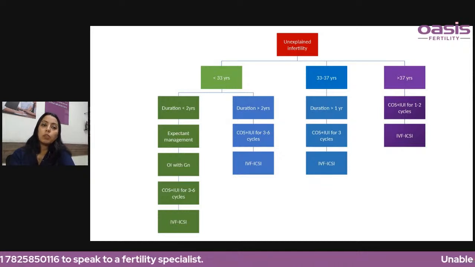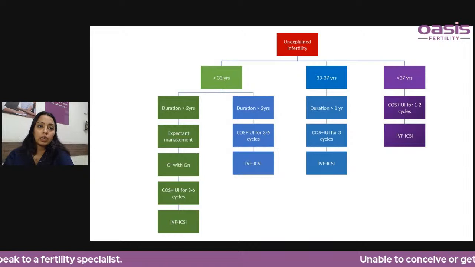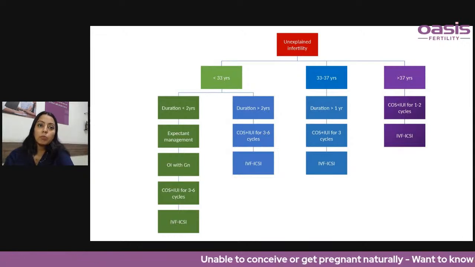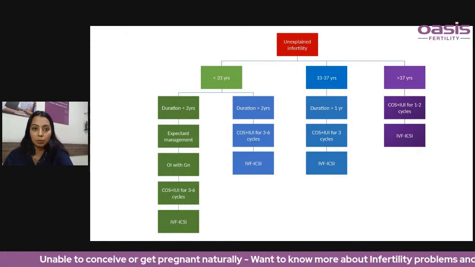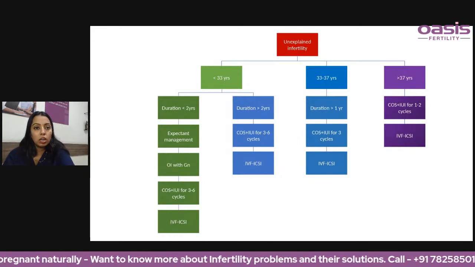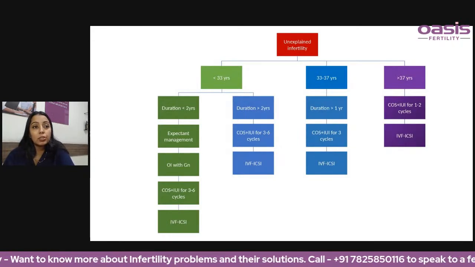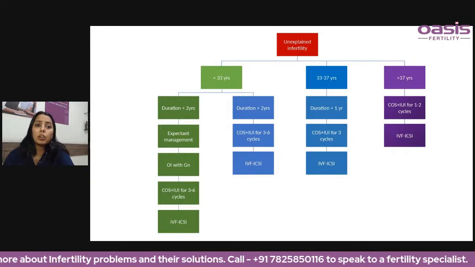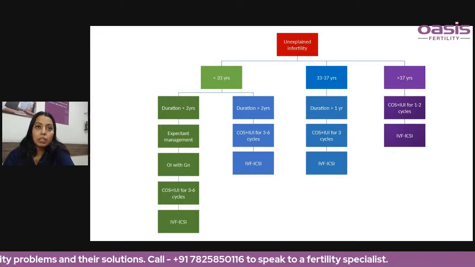If that doesn't work, we will move on to trying either tablets or injections to get as many eggs ready, and monitor when the lady is ovulating and ask the couple to have intercourse around that time. If that doesn't work, then the patient would be asked to have about 3 to 6 cycles of IUI. And if that doesn't work, then they go on to an IVF or ICSI. This is usually done for patients who are younger.